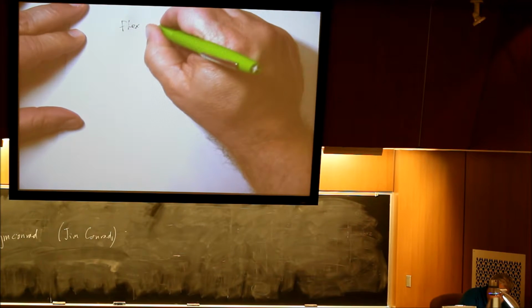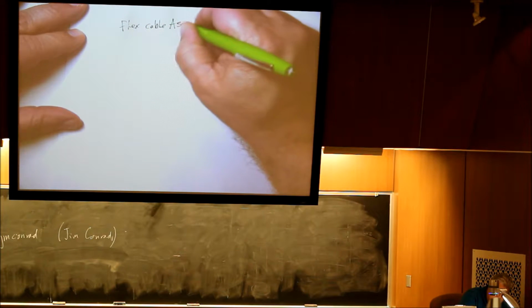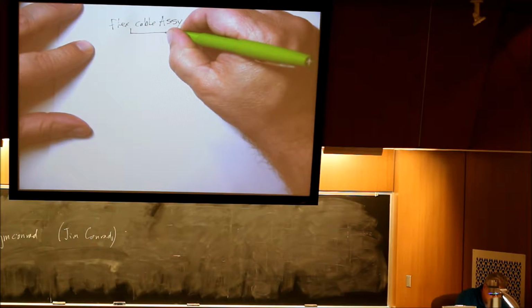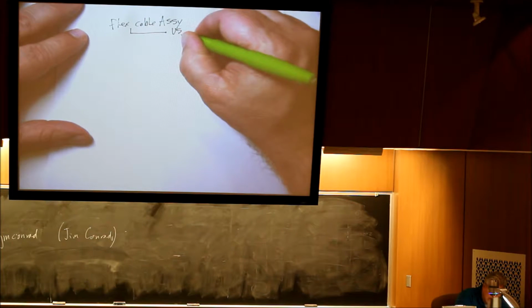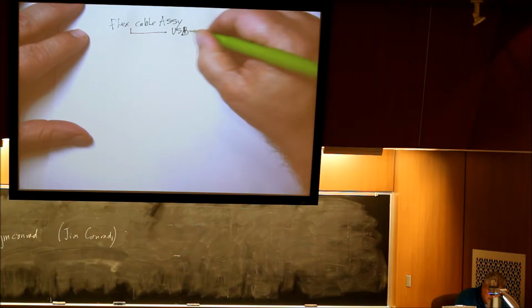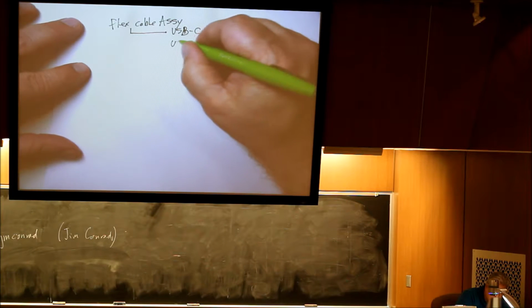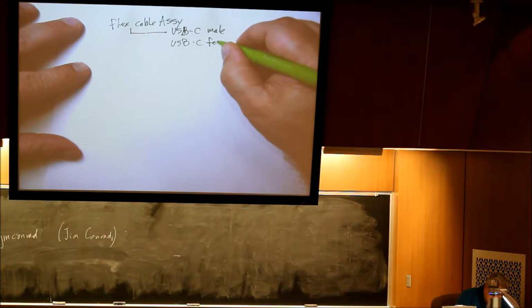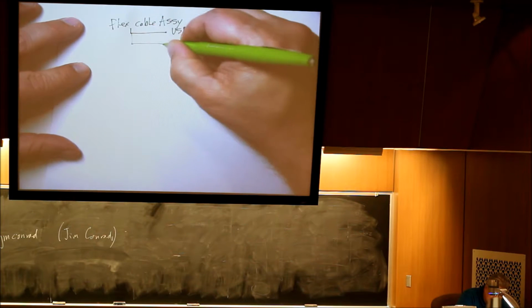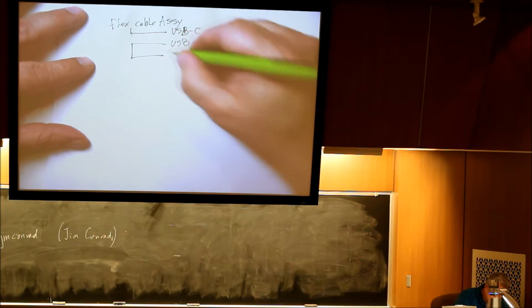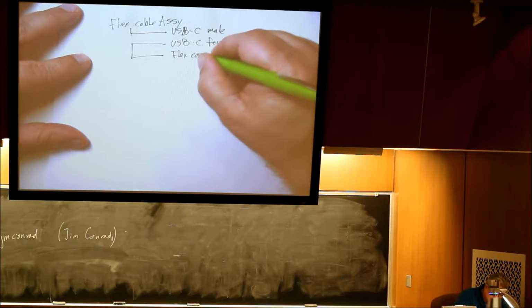So if we look at the flex cable, and it'll be the flex cable assembly. So it is going to require what parts? Well, it has the USB-C male connector at one end and a USB-C female at the other end. So we're going to make it like an extension cable. Well, that's interesting. And then it's, of course, we're going to buy the flex cable.